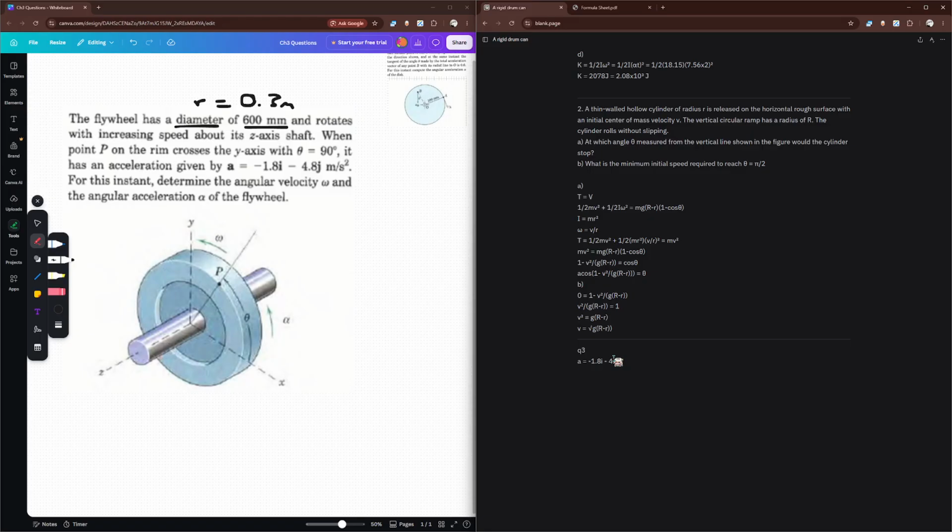And we know that these are actually its normal and tangential components, right? So if these are normal and tangential components, what does that mean for us?